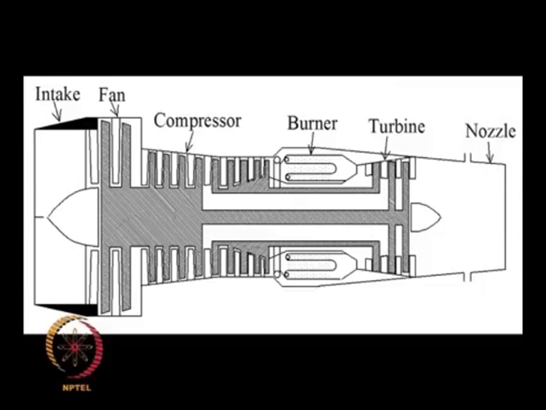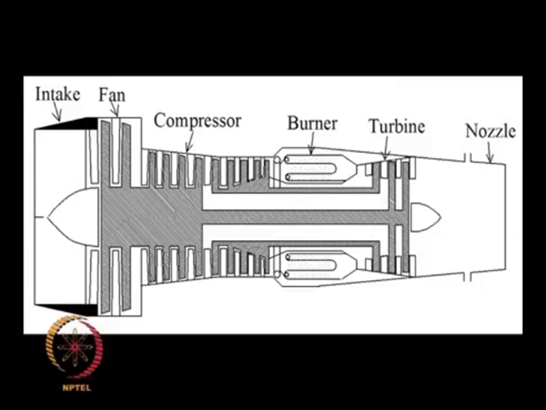So the advantage with this kind of an engine, it is called a two spool engine because there are two concentric shafts. The advantage of this two spool engine is you can control the RPM with which you rotate different parts of the compressor, okay. The low speed compressor can be operated at a lower RPM and the high pressure compressor can be operated at a higher RPM, okay. And that is the advantage of this, and you have this fan here. And there is a nozzle, and the flow goes out through this.